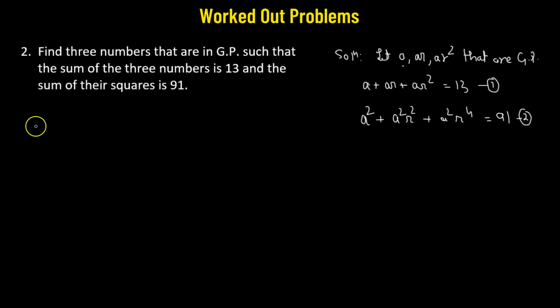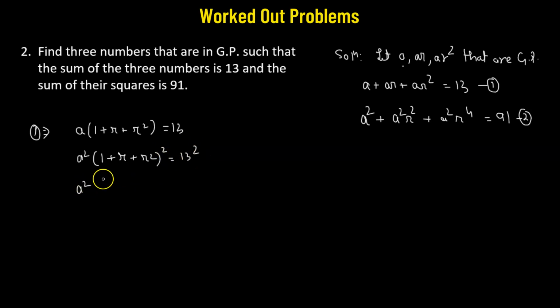So let's begin. Starting with equation number 1, we'll square both sides. So let's first take a as the common factor. So we have a multiplied by 1 plus r plus r squared. This is equal to 13. Then we're going to square both sides. So we have a squared multiplied by 1 plus r plus r squared, whole squared. So this is equal to 13 squared.